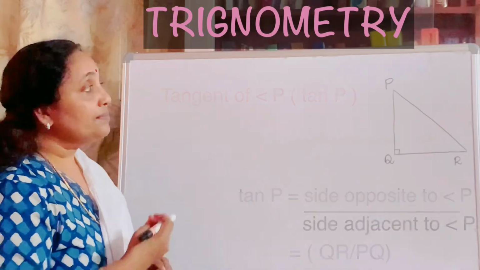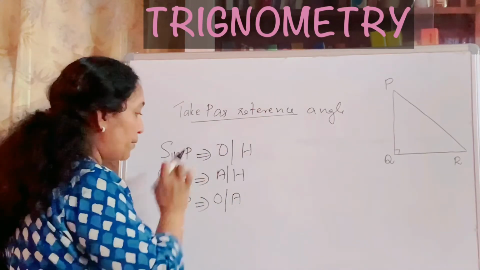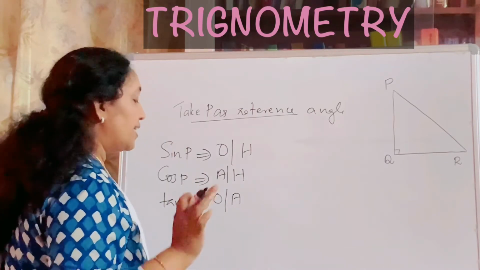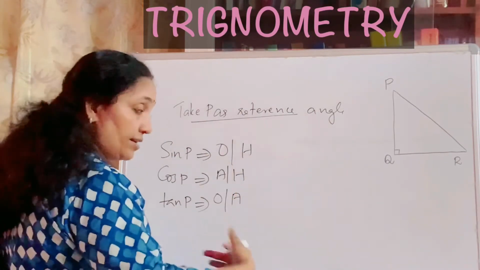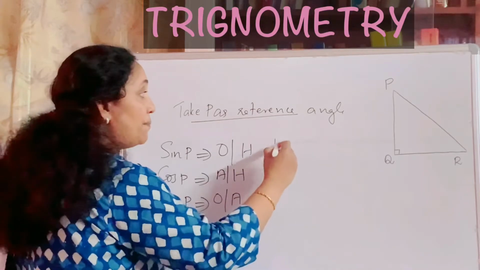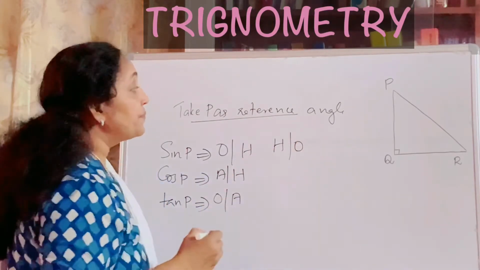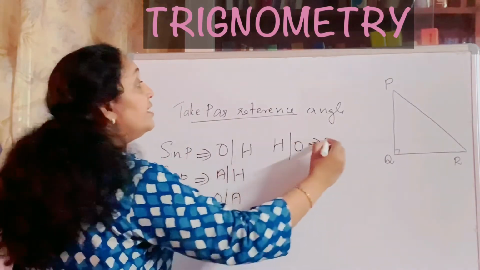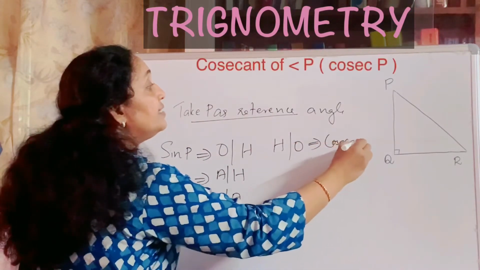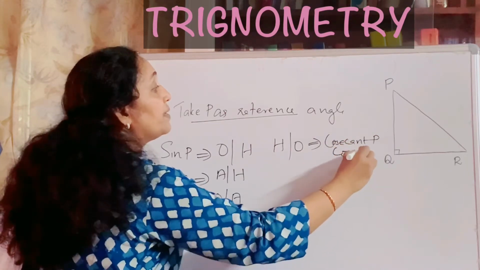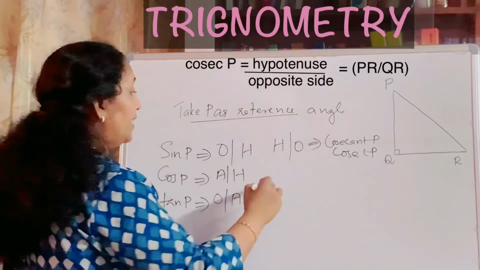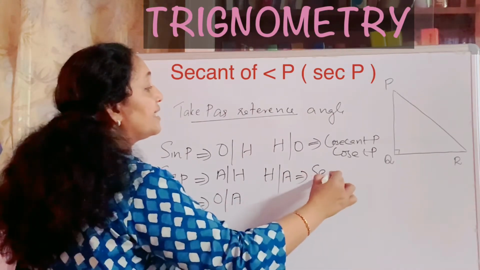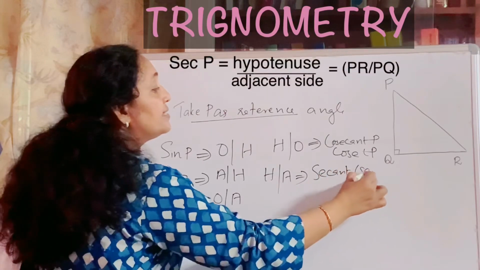That means sine is opposite by hypotenuse, cos is adjacent by hypotenuse, tan is opposite by adjacent side. Then there are reciprocal ratios. That means there will be hypotenuse by opposite side. That ratio is a reciprocal of this, and it is called cosecant. Cosecant P or cosec P. Then hypotenuse by adjacent side, that is secant or sec P.